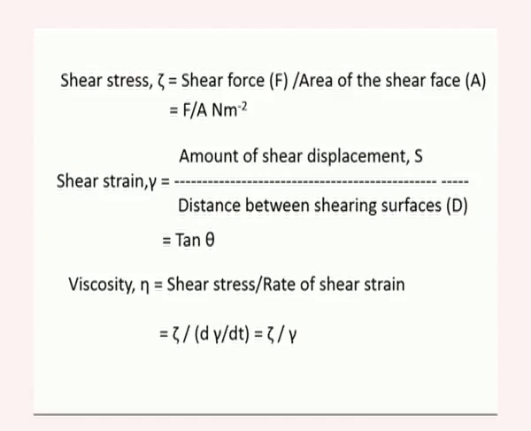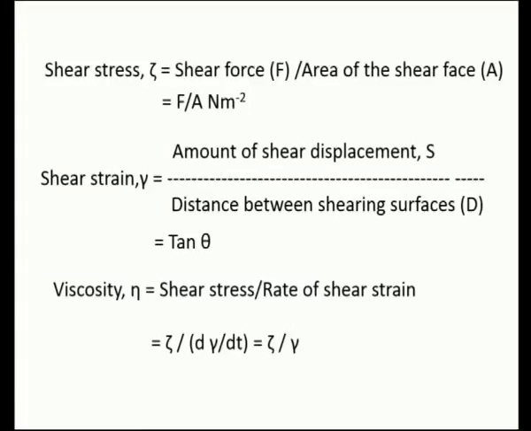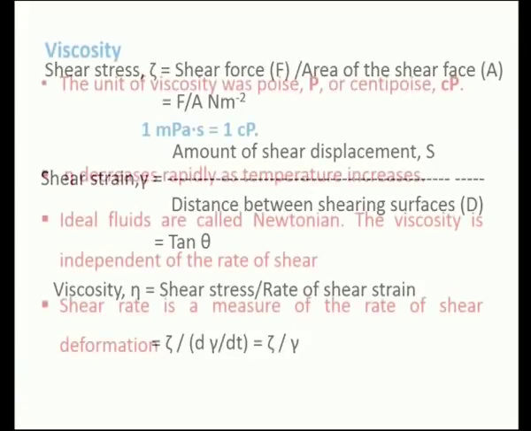The force applied to the top plate gives the shear stress, which is simply the shear force per unit area. The shear strain is the displacement divided by its original distance. The viscosity is simply the ratio between these two, the applied stress versus the resulting strain.